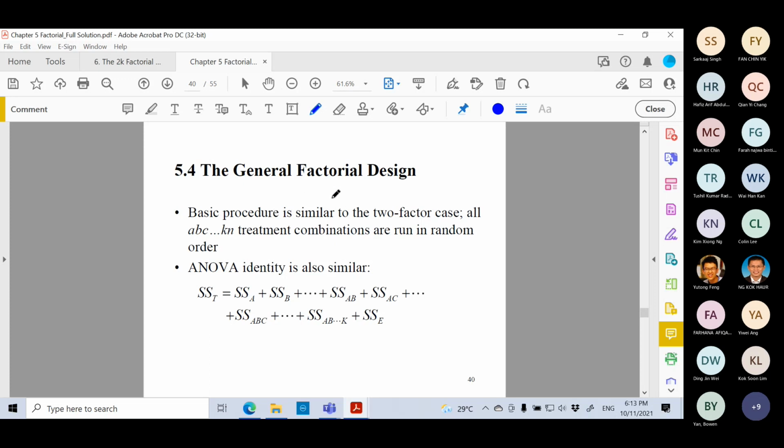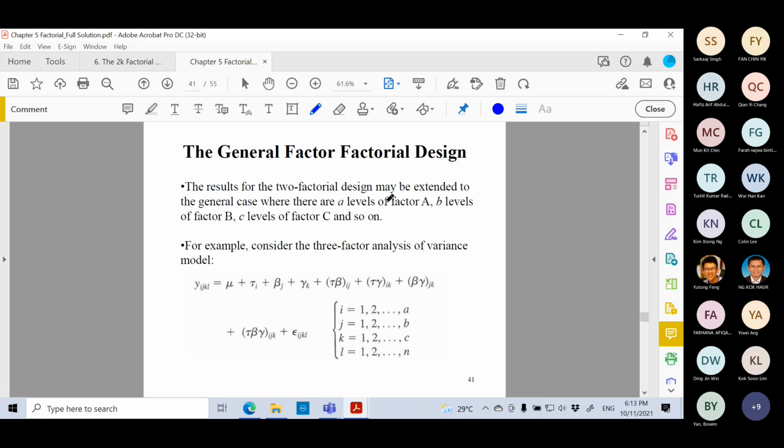So the idea is just extended to many factors. This is one example I show you with just 3 factors, where tau is for factor A, beta is for factor B, gamma is for factor C, tau beta is for A and B, tau gamma is for A and C, and beta gamma is for B and C. After that, you have tau beta gamma, the 3-factor interaction. So your model will become complicated, especially when you want to analyze which combination to choose to optimize your solution.